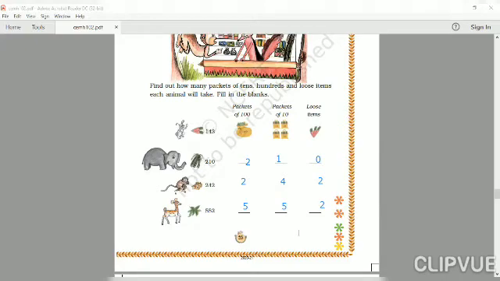And this is all about the solutions of your page number 23. This is very simple. You just need to identify the places of the given digits and put the digit on their particular places. This is ones place, tens place and 100 place. 210. So 0 is on ones place, 1 is on tens place and 2 is on 100 place. Simple, you just need to do that thing only.